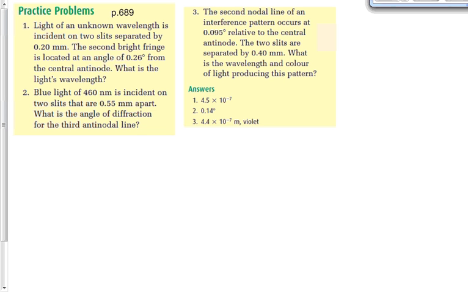I want to just take a quick look at number 3 and set it up here, because this one has a little bit of a trick to it. It says the second nodal line. Hey, nodal line, circle that one. Because we're used to seeing antinodal lines, bright spots, whole numbers. Nodal lines have half numbers, 0.5s. So we got to be careful with this. We got an angle here of 0.095 relative to the central antinode. This is going to be theta. We're going to say this is going to be d. We want to circle that millimeters though because we want to convert that to meters.